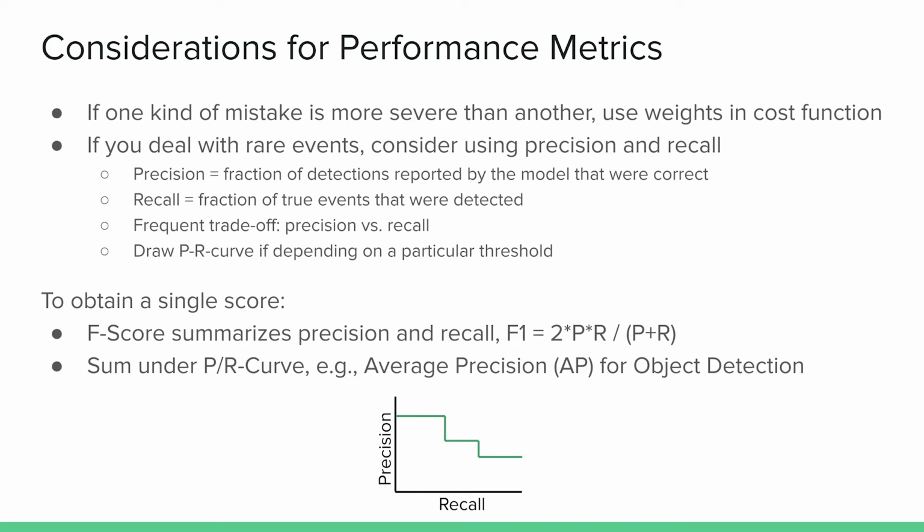And if you deal with rare events, you can definitely consider using precision and recall. And if you forgot what they are, the precision is the fraction of detections reported by the model that were correct. So the model says 100 things and 90 of them are correct, then you have 0.9 precision. The recall is the fraction of true events that were detected as opposed to all events that are in there. So if there are 100 objects in your image and the network only reported 90 of them, you have a recall of 0.9. And there is a frequent trade-off here between precision and recall.